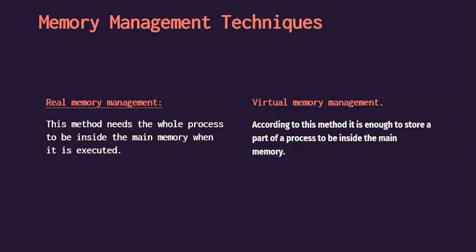This is the main difference between real memory management and virtual memory management. In real memory management, the whole process needs to be inside the main memory. If you have a set of code, this full set of code must be present inside your main memory. But in virtual memory management, it is enough to store a part of a process inside the main memory for execution.